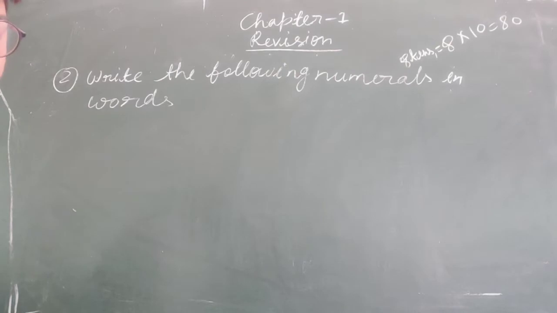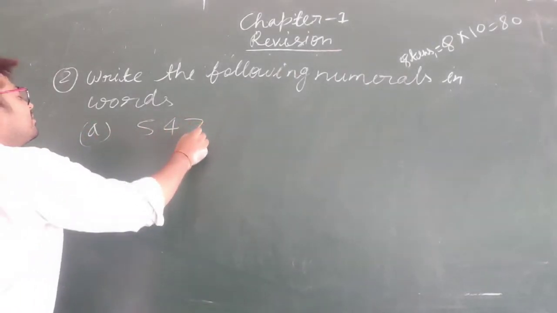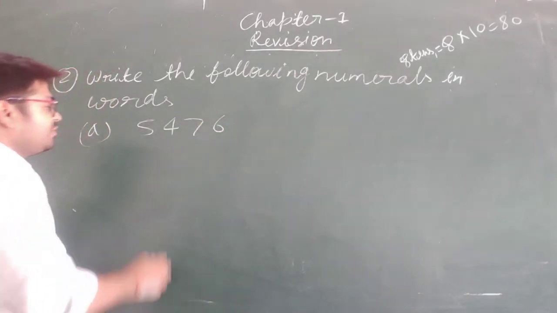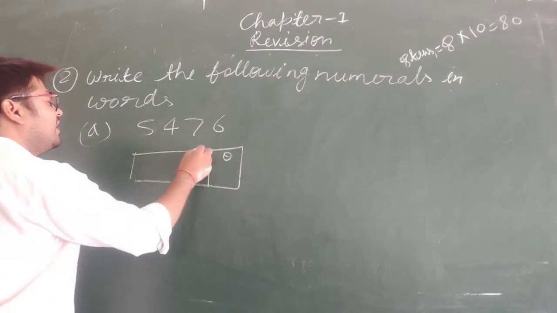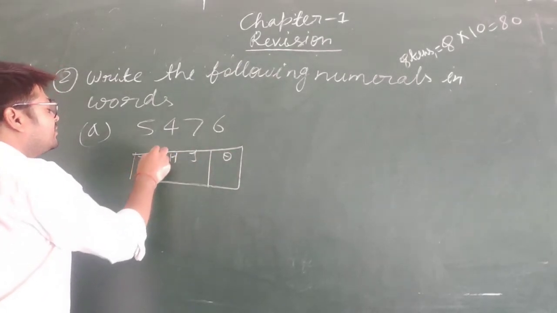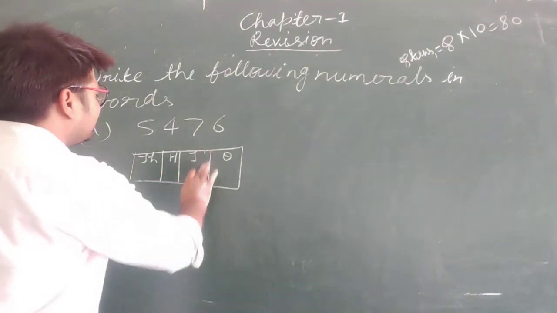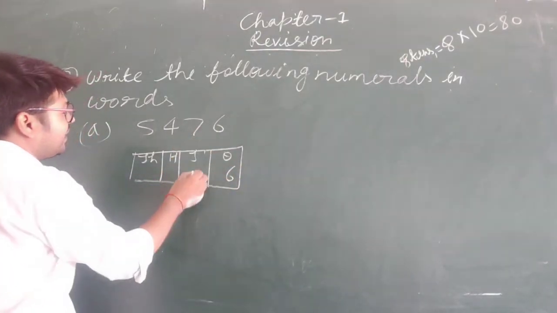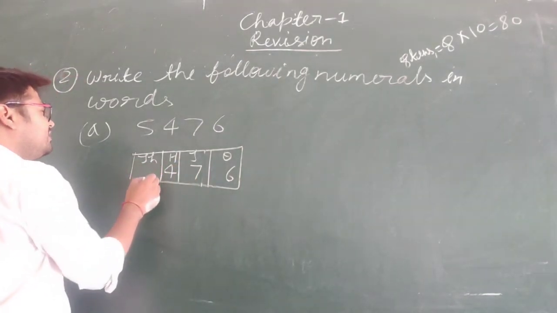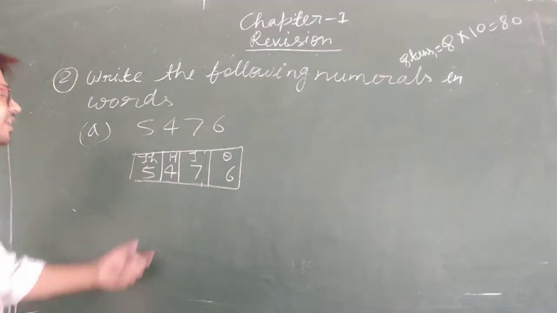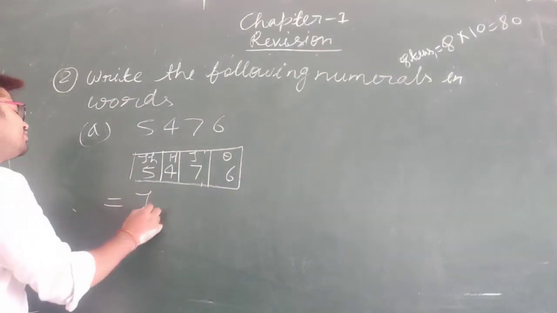So here is the first question, A. 5476. So at first you will write in the place value table ones, tens, 100 and 1000. So 6 is at ones place, and 7 is at tens place, 4 is at 100 place, and 5 is at 1000 place. So what will you read this? 5476. So you have to write in words.